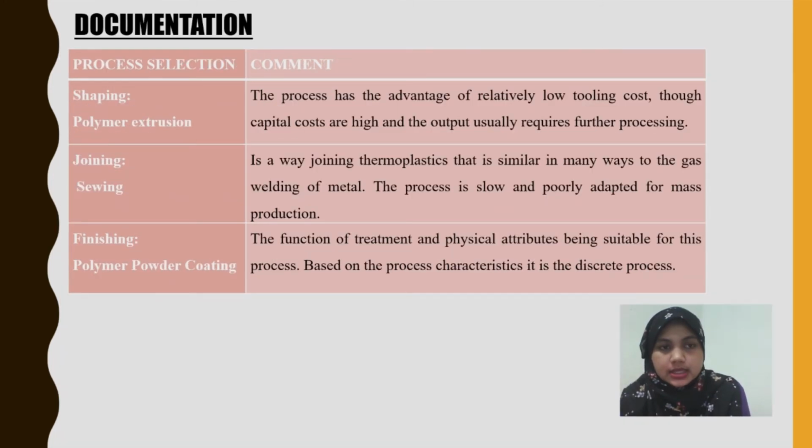Lastly, the process selection strategy is documentation. We can see this is the last result for producing a surgical gown. For process shaping, we choose the polymer extrusion. For joining, we choose sewing, and lastly, for finishing, we choose polymer powder coating.